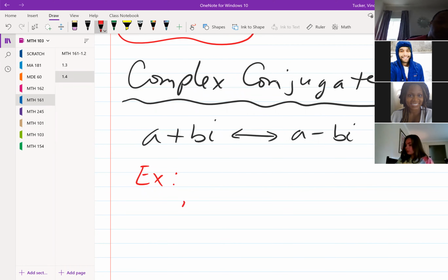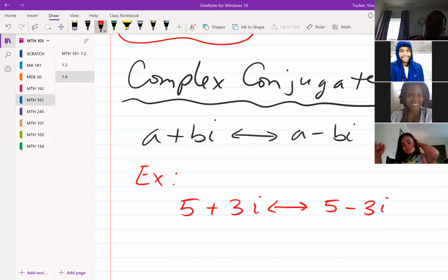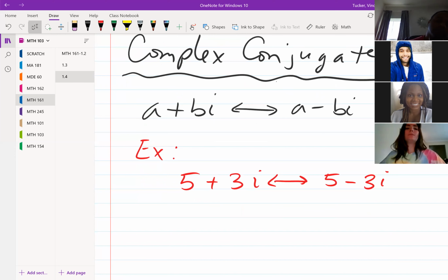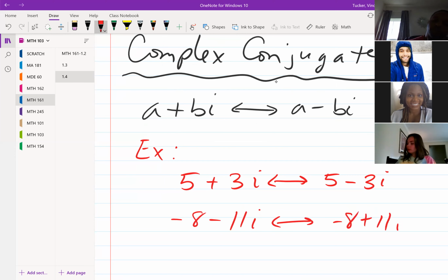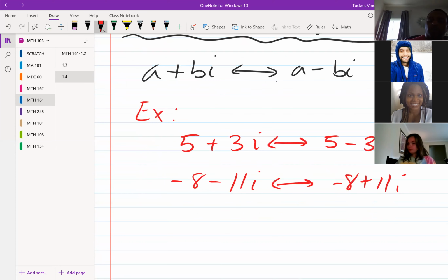So if I have 5 plus 3i, the complex conjugate would be 5 minus 3i. All you're doing is changing the sign of your imaginary part. So negative 8 minus 11i, complex conjugate, negative 8 plus 11i. And if I have 23i, complex conjugate is negative 23i.